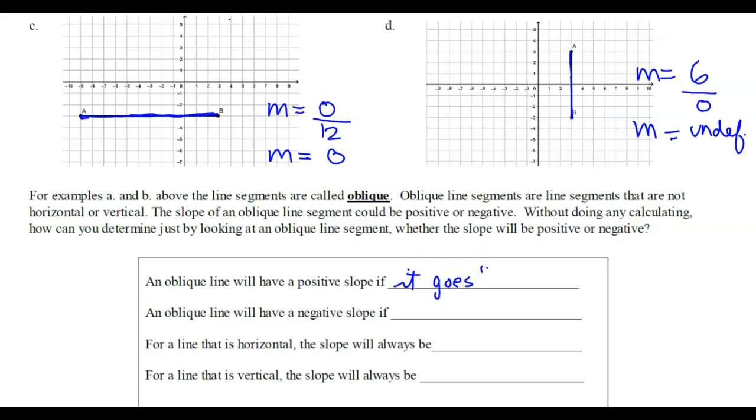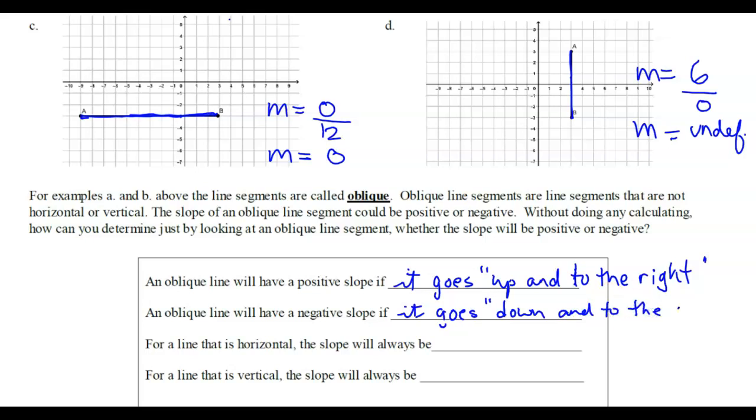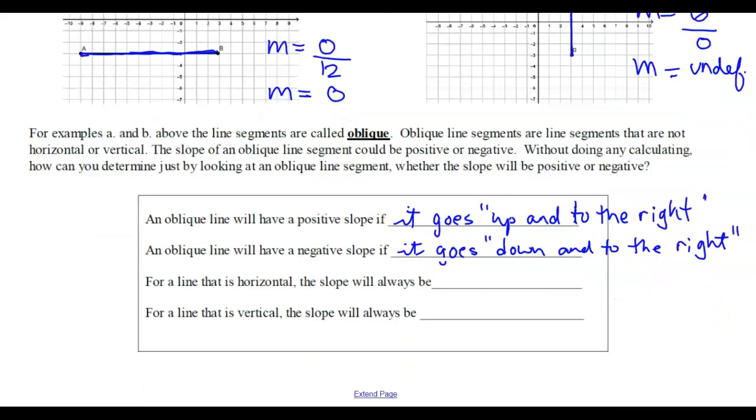goes up and to the right between any 2 points. Okay. Negative if it goes down and to the right. For a line that's horizontal, the slope will always be, as I said, always be 0. And for vertical, it will always be undefined.